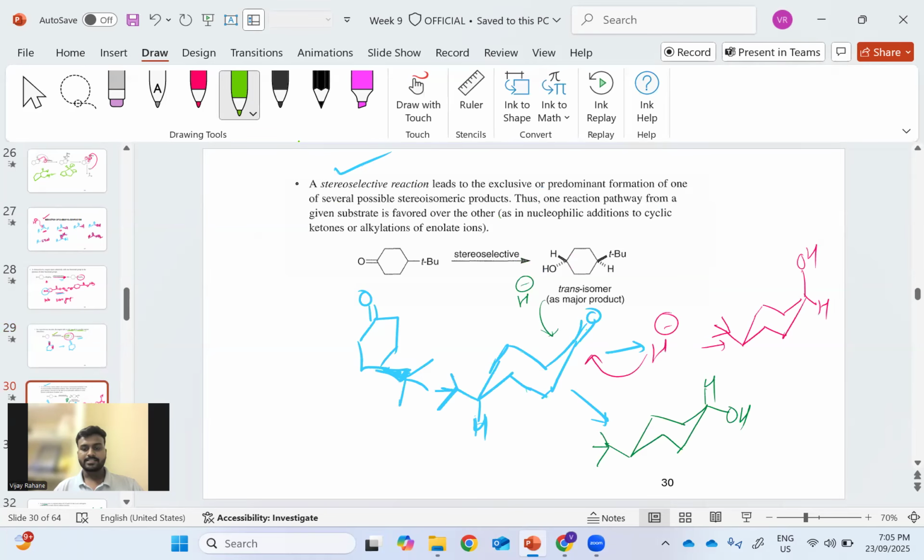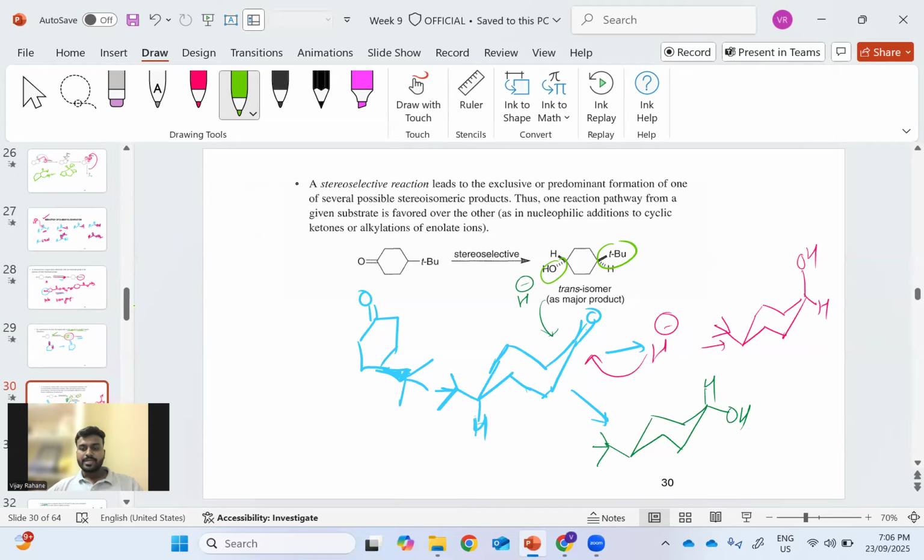And again, there is an example of stereoselective reduction. So let's consider this simple example, a compound which has a tert-butyl group and the keto group. If you do the reduction of this compound, let's say we get such a product in which the hydroxy group and the tert-butyl group are anti to each other.